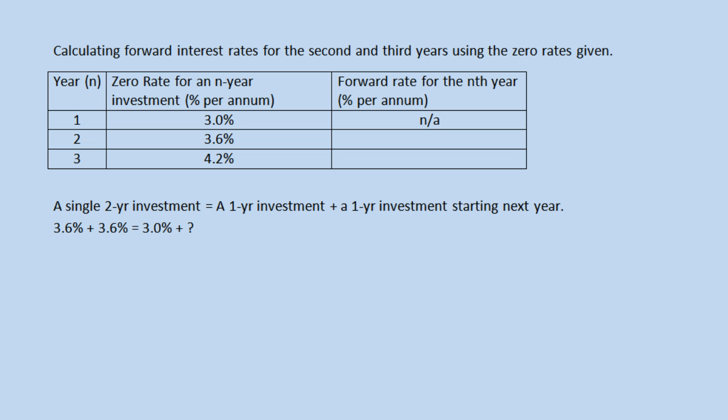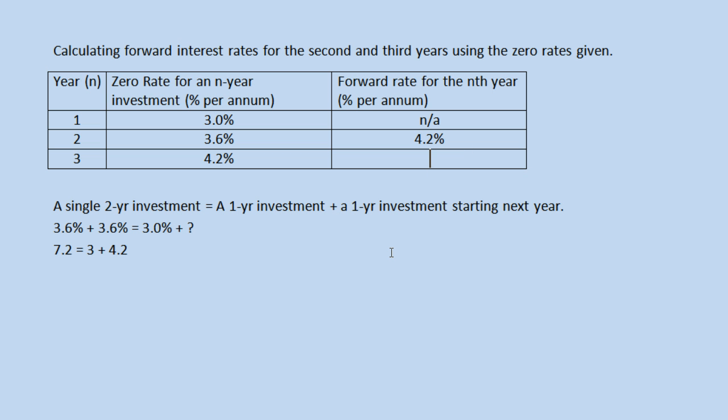So what we have over here, 3.6 plus 3.6 is 7.2. We need that to equal 3 plus something, and if we do some quick subtraction, that something has to be 4.2%. So this rate has to be 4.2% because we need an investment that pays 3.6% and 3.6% again to be equivalent to an investment that pays 3% and then 4.2%.